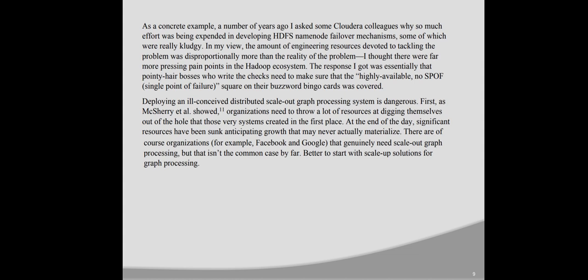For example, Facebook and Google genuinely need scale-out graph processing, but it isn't the common case by far. Better to start with a scale-up solution for graph processing.